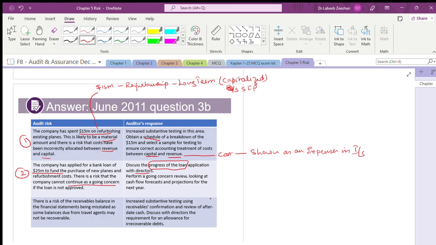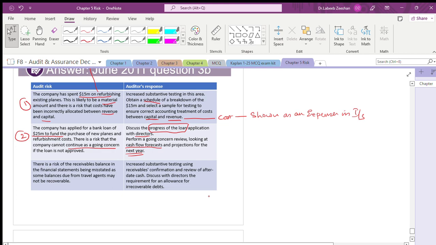Perform a going concern review, looking at the forecast and projections for next year. That's the first thing. Now, there is a risk that the receivables balance has been overstated. You are selling the tickets online, you are selling the tickets at the workplace, and you are selling the same ticket to more than 2 people. What will happen? Definitely there will be an issue with respect to receivables.